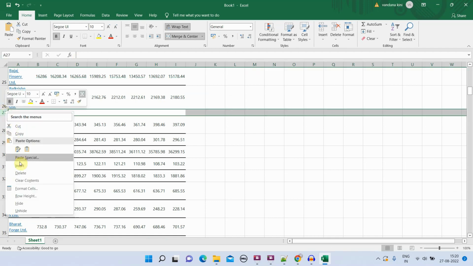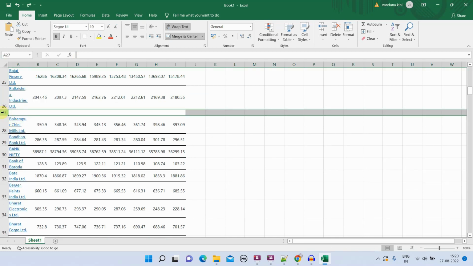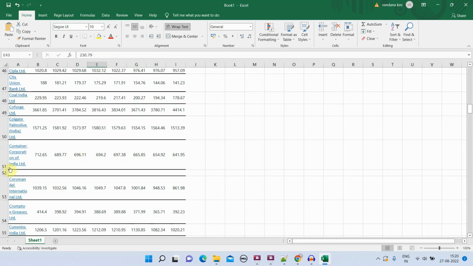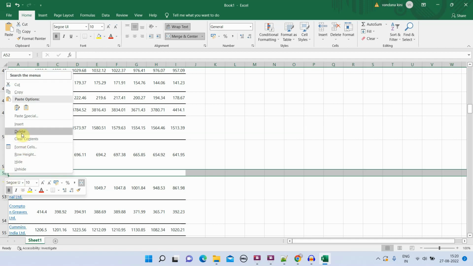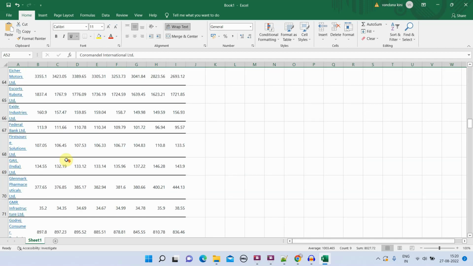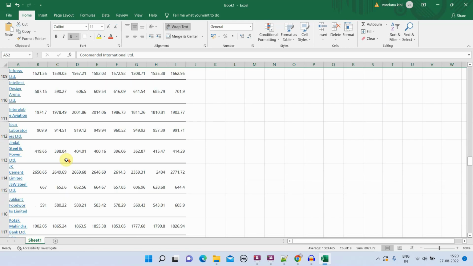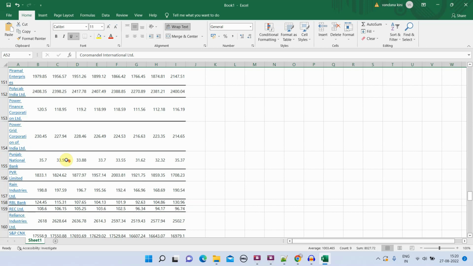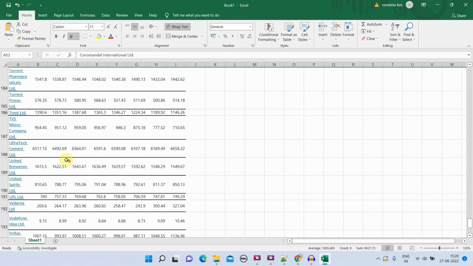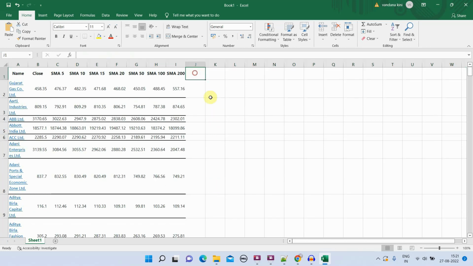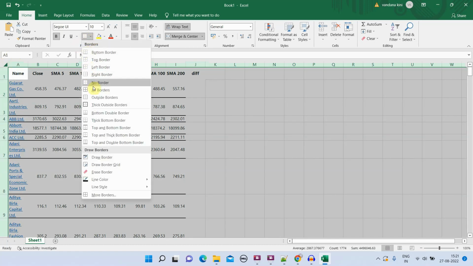So let me just remove some of the blank lines. The reason is I will be doing some sorting and other things where these blank lines will disturb me. Let me remove all the blank lines which are there. Right, it looks like all blank lines have been removed. So here I will insert another column called diff. Let me just put borders for all of them so that you will know what is happening.